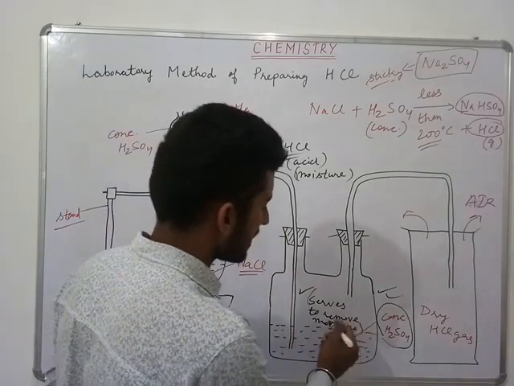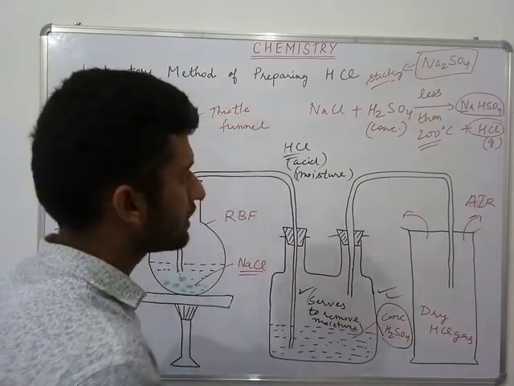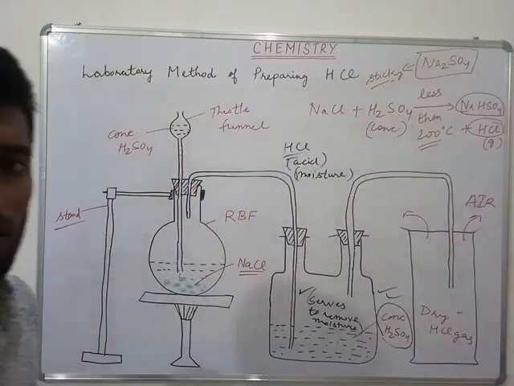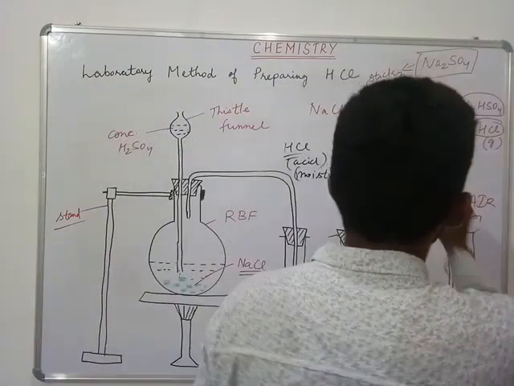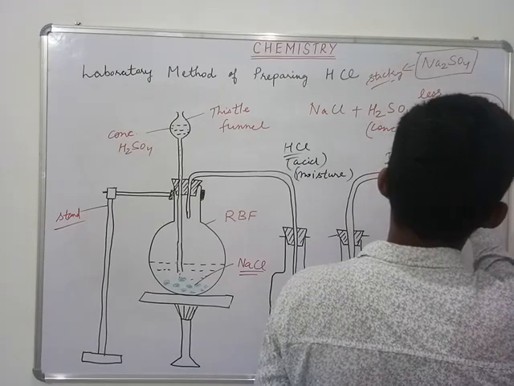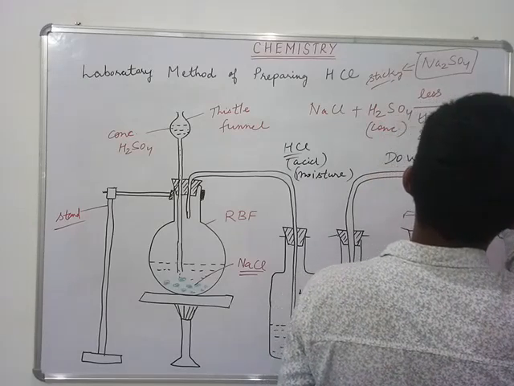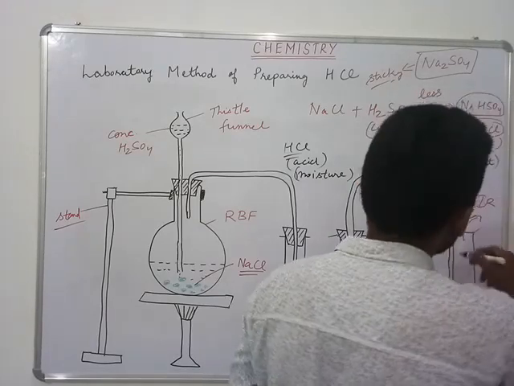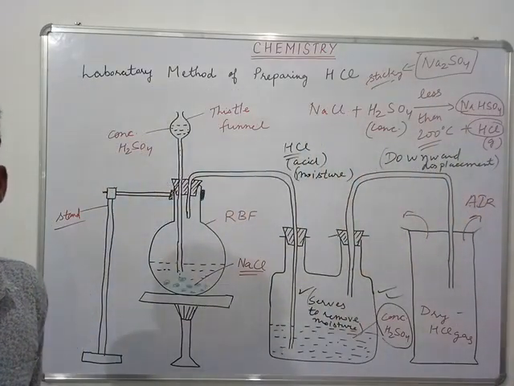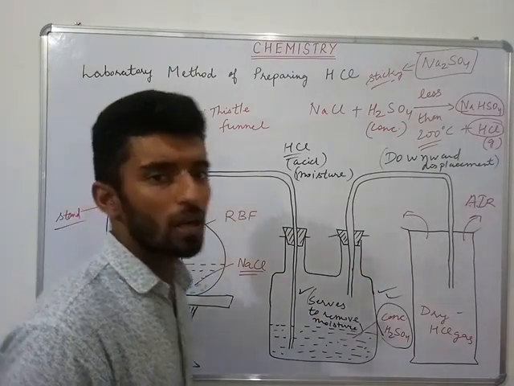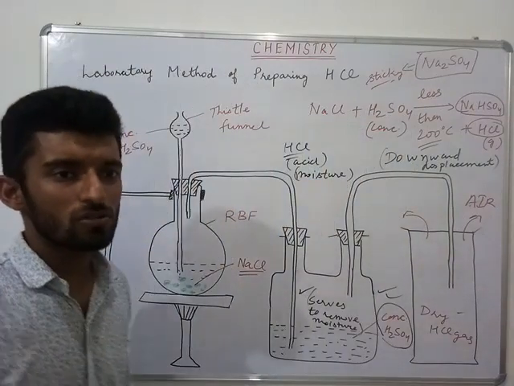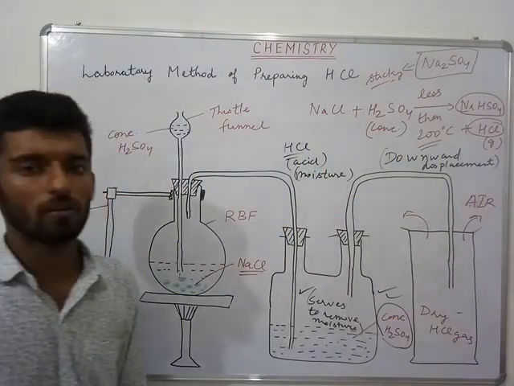Okay, then this gas is totally moisture free, totally dry, and it is recovered in this last chamber. The method used here is downward displacement, or we can also call it the upward displacement of air. The method used is downward displacement, and the air is displaced from the upper part, so that method is also known as upward displacement of air. Clear?